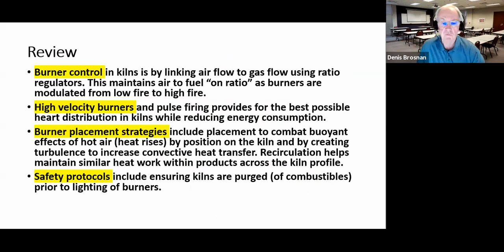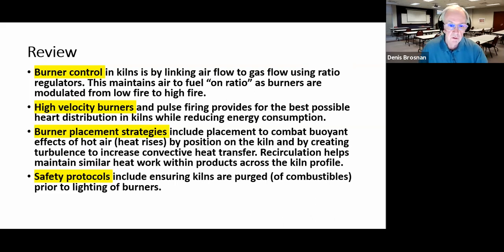Now, last time, of course, we were talking about liquid and gaseous fuel, and we talked about burner control in kilns by linking the airflow to the gas flow. That's so that we can maintain on-ratio combustion in the burners as they're modulated from low to high fire or back down to low fire, wherever they are set. So the linked valve or linkage with ratio regulators has been around for quite a while now.